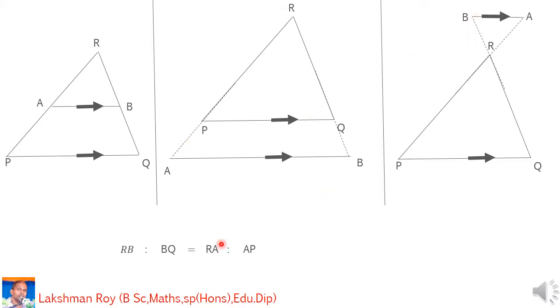Students, remember this: RB, this is the small part, is to BQ, which means the whole part now. Then on this side, what happened? The small length means we have to take this small length, RA. Then here BQ means whole part, which means AP. So it is true for any triangle. Now you can represent this as a fraction also, students. You know that RB over BQ is equal to RA over AP. So nice.